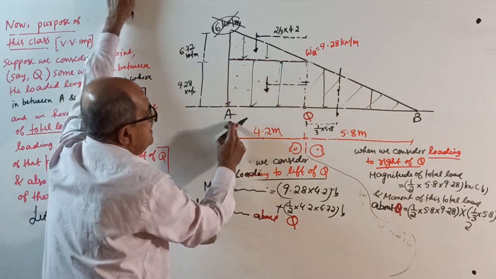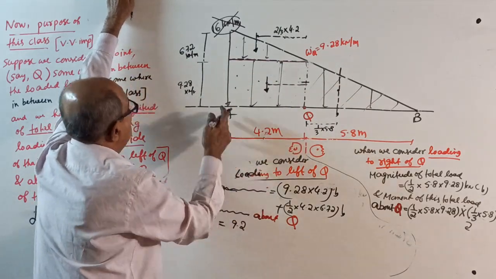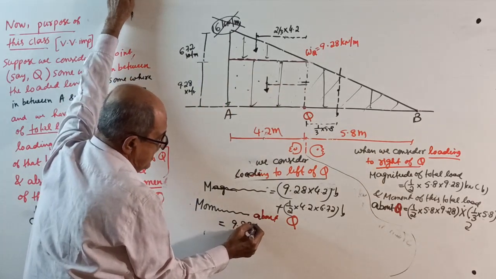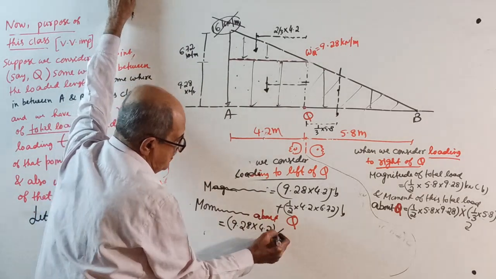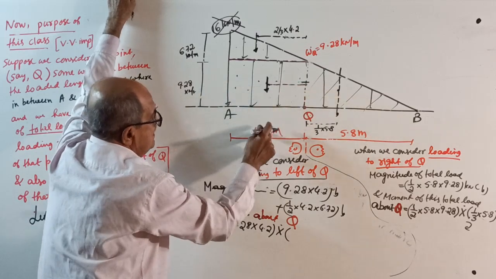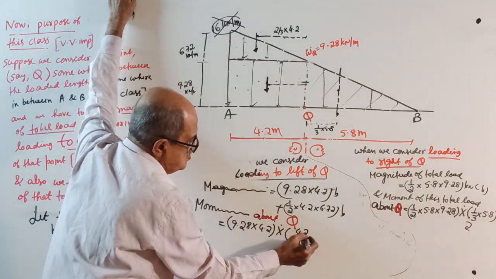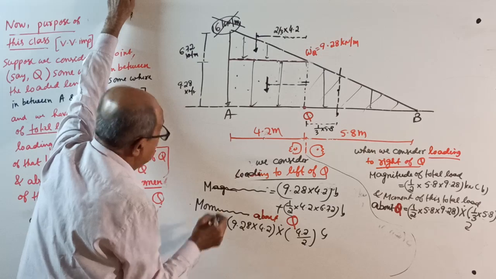9.28 is the intensity into 4.2. Or if you want, you can write 4.2 into 9.28. But I prefer intensity first for UDL because of the same practice. Multiplied by the distance where that load is acting, which is half of 4.2. That is anti-clockwise. Plus one more load.